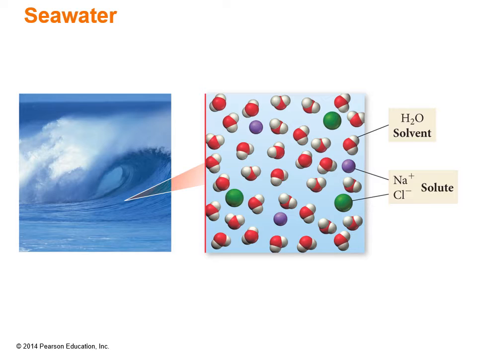One example of a solution is seawater. Seawater is a homogeneous mixture made out of water and salt and other minerals. The water is the solvent, present in the larger quantity, and the salt and other minerals are the solute dissolved in the seawater.